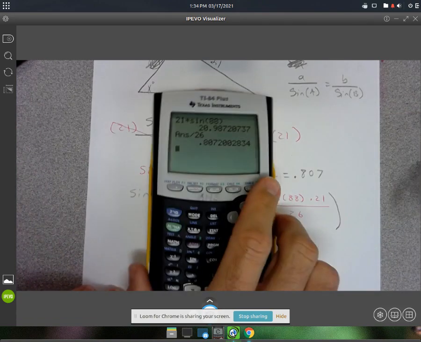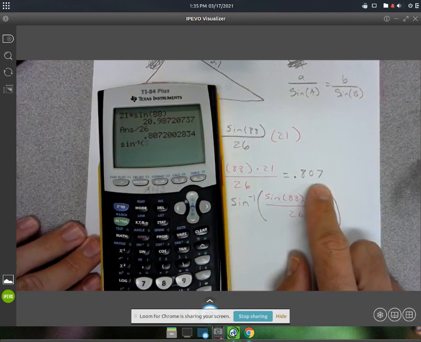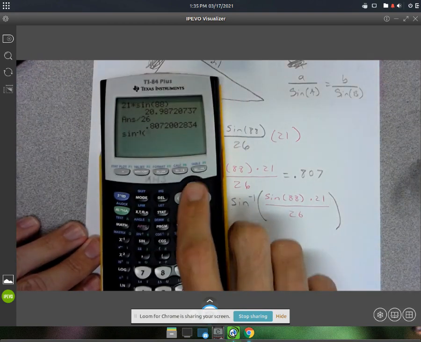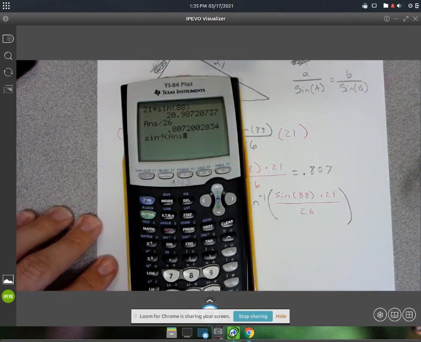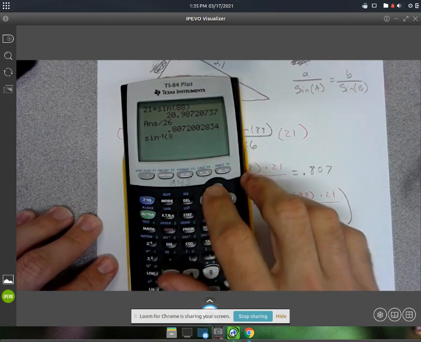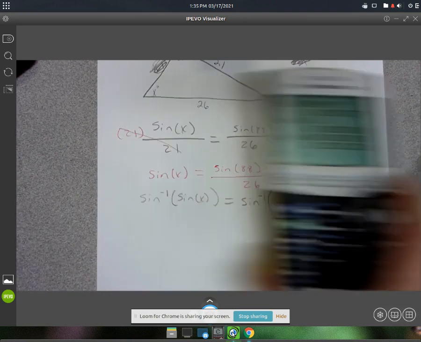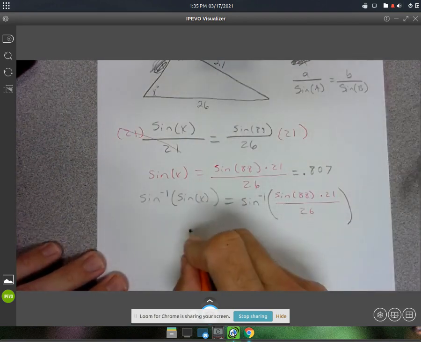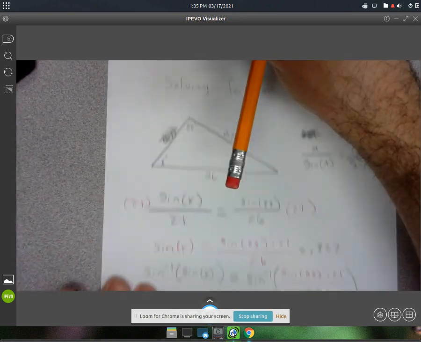So I'll do sine inverse, that was second, and then my last answer. So second, and then that button down there, last answer. Or you can just arrow up and do it like that. This is going to give you a better approximation of your angle. So I get 53.823. That would be it. X would equal 53.823.